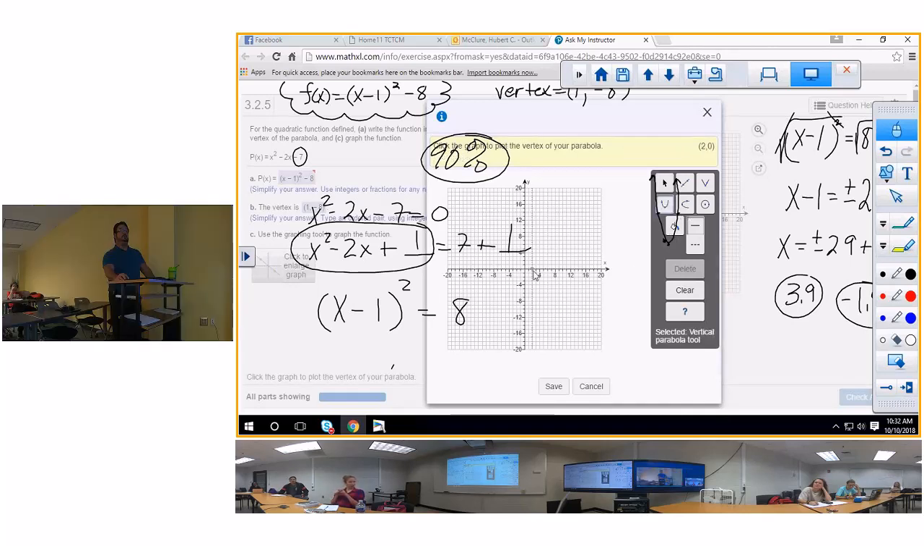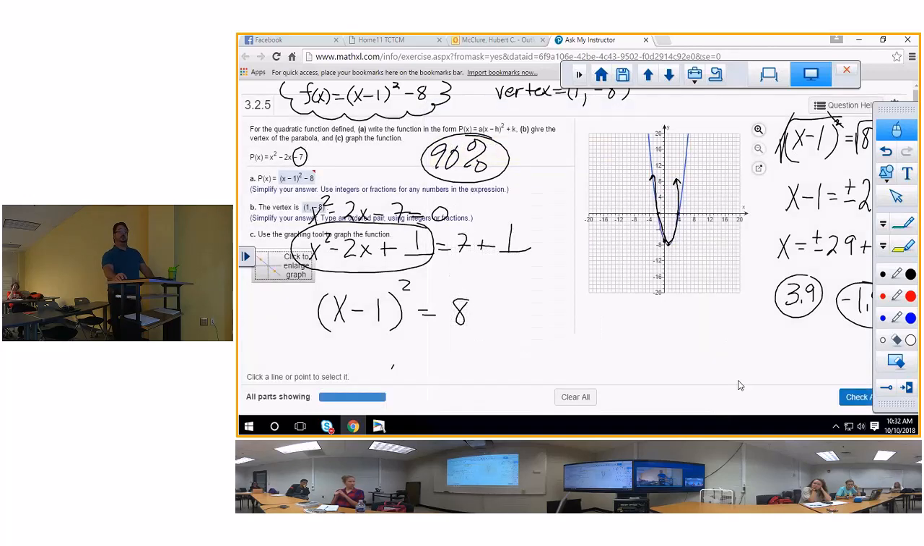The vertex is 1, negative 8. And what does it ask for now? Click plot a point on your parabola. So I want 3.9. What about the y-intercept? Negative 7. Save. Check. I got it right.